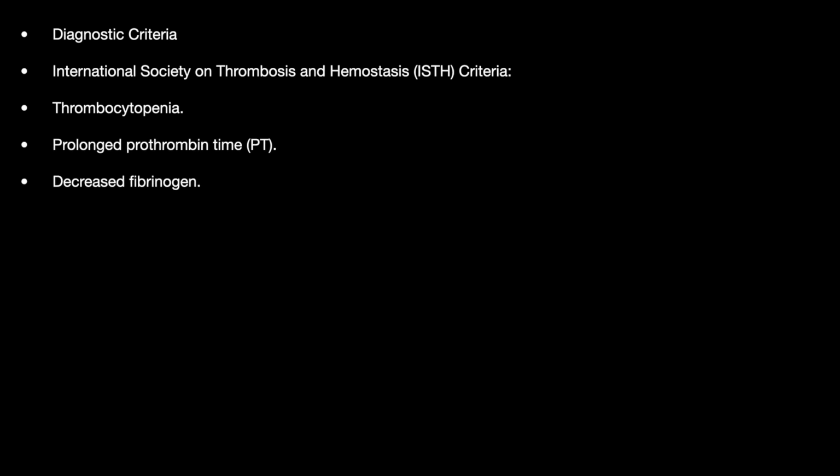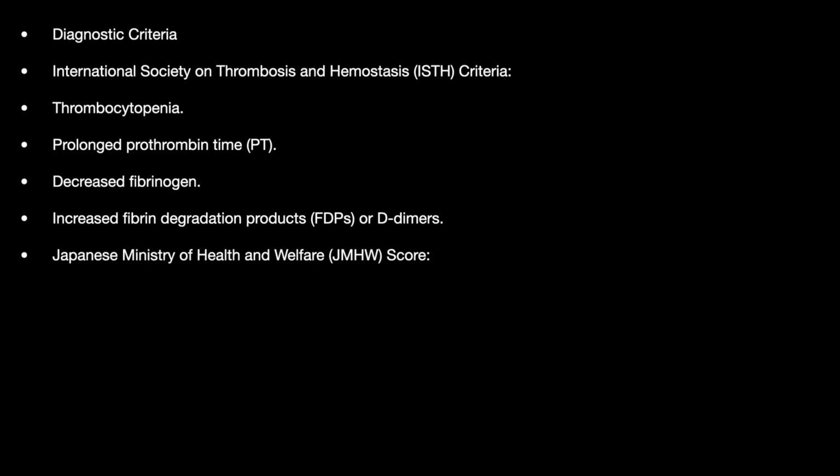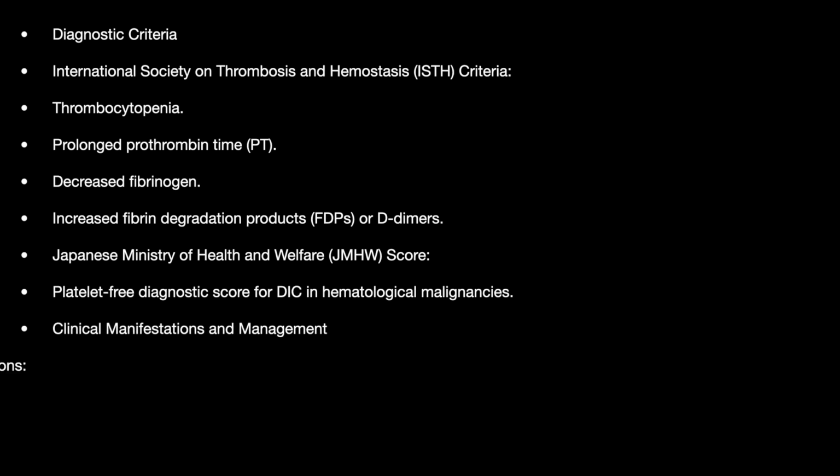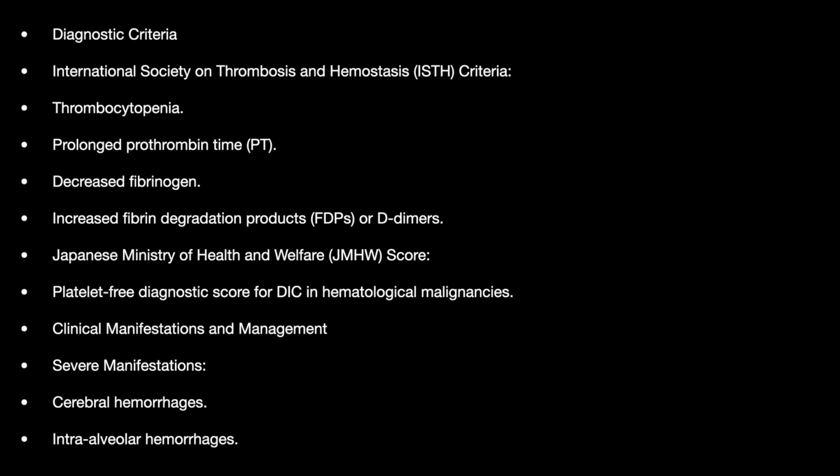For the diagnostic criteria, the International Society on Thrombosis and Haemostasis, the ISTH, has developed criteria for DIC, that is, thrombocytopenia, PT, fibrinogen, and increased FDP or D-dimers. The Japanese also have a platelet-free diagnostic score for DIC in hematological malignancy. In clinical manifestations, severe presentations can have cerebral hemorrhage and intra-alveolar hemorrhage. I'm not going into the details of DIC, as they are found everywhere nowadays.